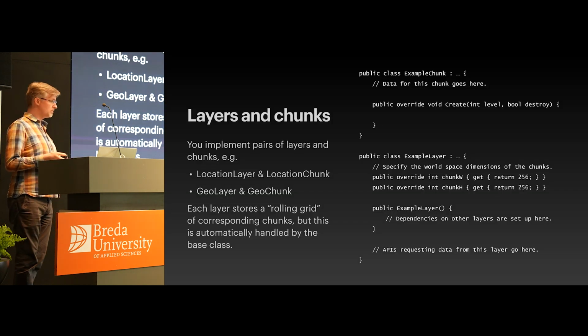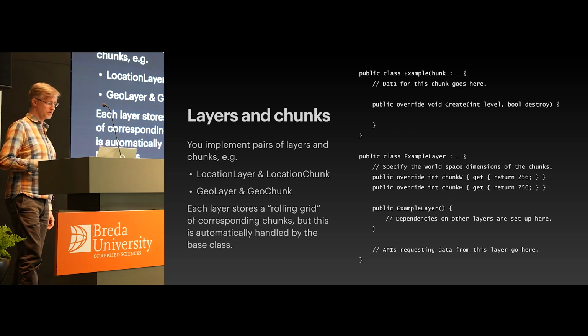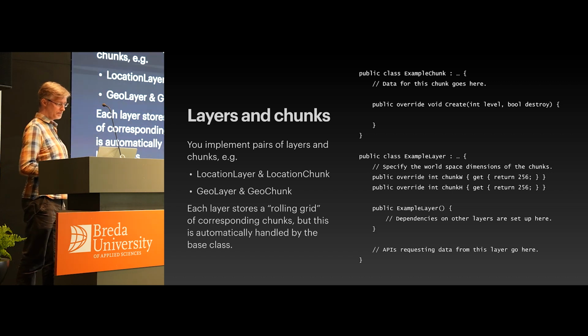So, you need to be a programmer to use this for now, at least in my implementation. And you generate pairs of classes that represent a layer and the chunks for that layer, for example, location layer and location chunk, geo layer and geo chunk. The base class of a layer stores a rolling grid for all the chunks of that layer. But when you implement a specific layer, you don't need to do that because it's handled in the base functionality. And to the right is some code, but I have to move quickly forward.